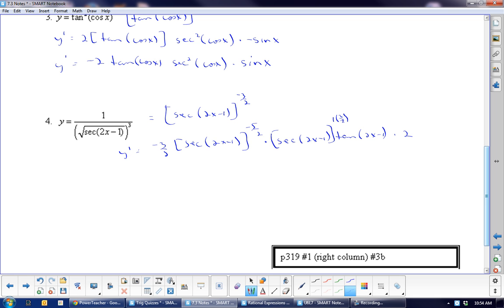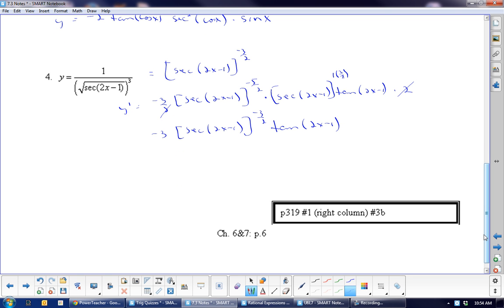So when you add those two together, this 2 cancels with that 2. So I will get negative 3, then secant 2x minus 1. And I'm going to add those two together, so I will get negative 3 over 2. And then I've got tan 2x minus 1. Okay, so I didn't factor out, I just combined.